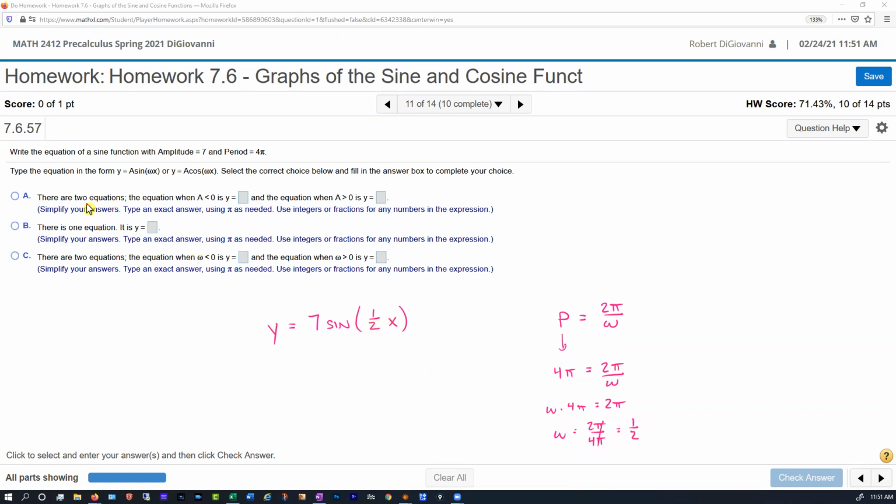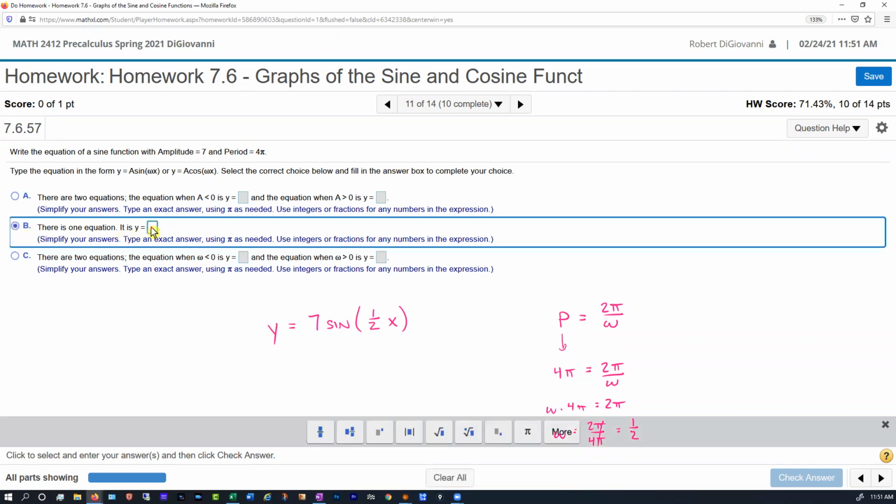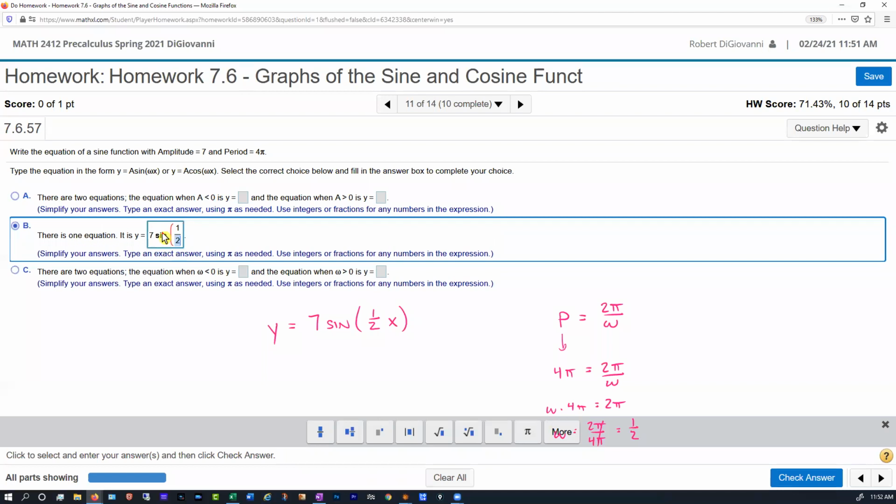So there are 2 equations, there's 1 equation. Okay, let's go with this. 7 sine of 1 divided by 2x.